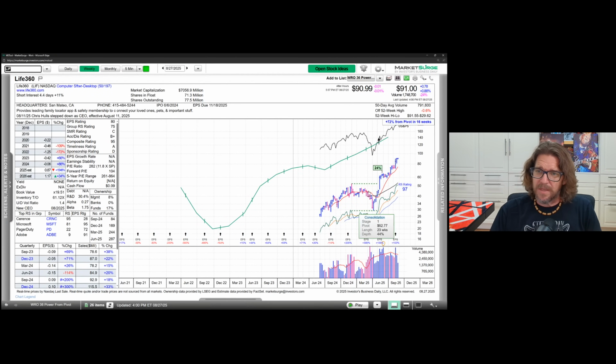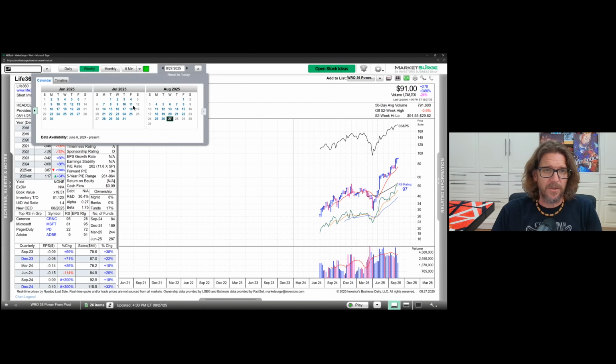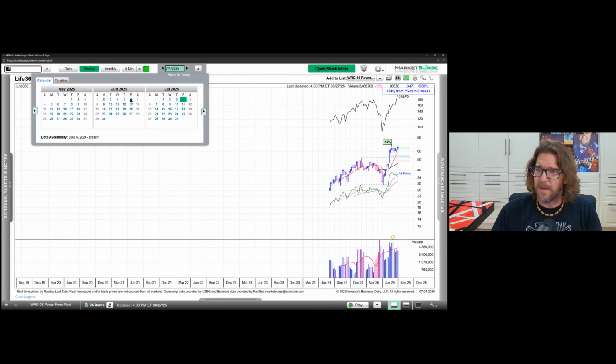So here, this broke out of this kind of odd-shaped double bottom, which you could really say the pivot was there. But regardless, you still had that power from pivot, and measuring it from this level there, it was up 24% within 3 weeks. So you want to hold it for 8 weeks. So let's just go back to where 8 weeks would have been.